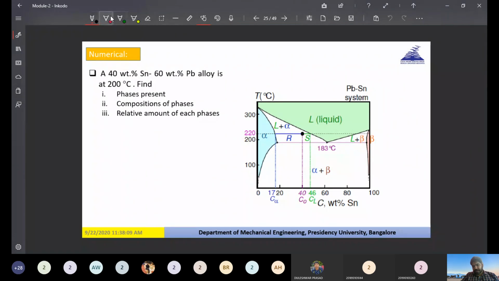Now the question is a 40 weight percent tin and 60 weight percent lead. If I give only 40 weight percent tin, then you are supposed to think, yeah, the rest will be lead only. The alloy is at 200 degrees Celsius. So you go up, see where this 200 degrees Celsius is. Here you can see we are having this 220 degrees Celsius. Yes, so just correct it. Here this is 220. This is not 200, I think. Let me check once.